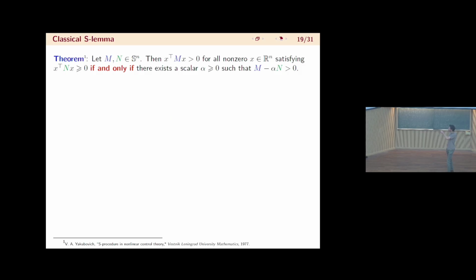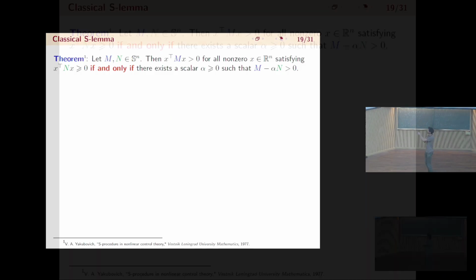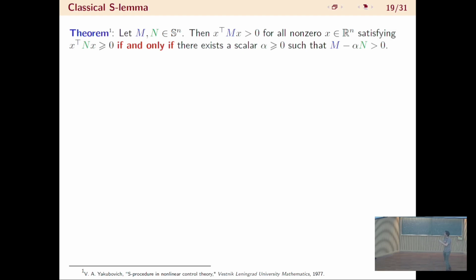So let M and N be symmetric matrices, n by n. Then it turns out that x transpose M x is positive for all non-zero vectors x satisfying x transpose N x greater or equal to 0. So in other words, one quadratic inequality implies another one, right? All solutions to one quadratic inequality also satisfy this other quadratic inequality, if and only if there exists a scalar alpha such that M minus alpha N is positive definite.